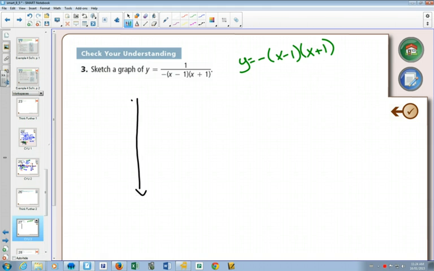Ooh, I like the way that sounds. The fact that we have the factored form.